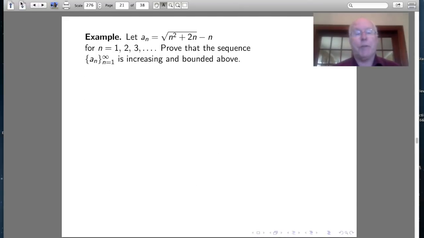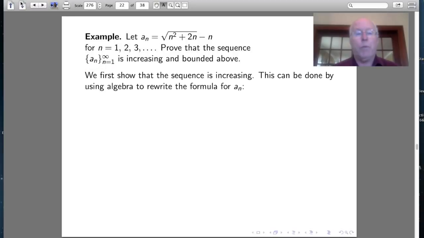As an example, let's look at the sequence a sub n, defined by the square root of n squared plus 2n, minus n, equaling a sub n. This is defined for n equals 1, 2, 3, 4, etc. So we want to take a look at the sequence a sub n, and we're going to show that it is increasing and bounded above. We're first going to show the sequence is increasing. This can be done by using algebra to rewrite the formula for a sub n as follows.